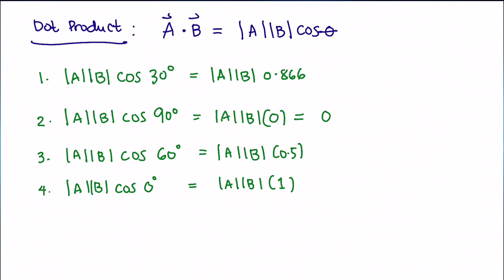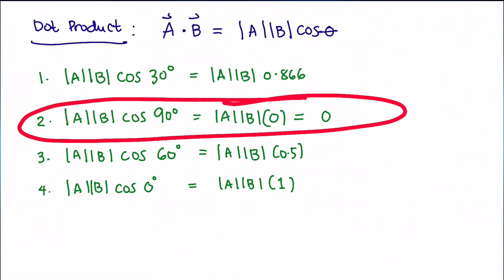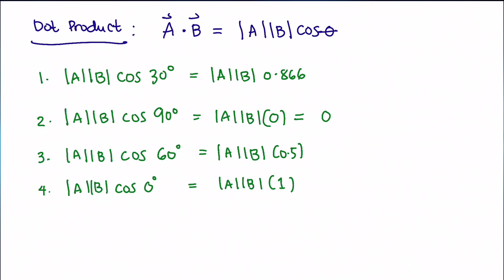The vectors that would result to the least magnitude of the dot product is case number 2 because its magnitude is equal to 0. So let us write that down. Once again, remember that if it's asking for the magnitude of the dot product or the scalar product, all you need to do is to look into the value of the cosine of the angle between the two vectors.